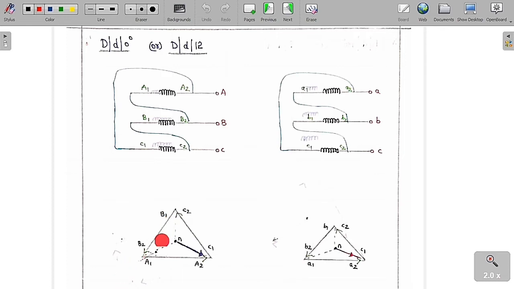So I have moved it upward, which means I am going to get it like this. Again C1, C2. I have just shifted it in this manner, so I am going to get a triangle. Now if you see clearly, A1 is connected to B2, B1 is connected to C2, and C1 is connected to A2.